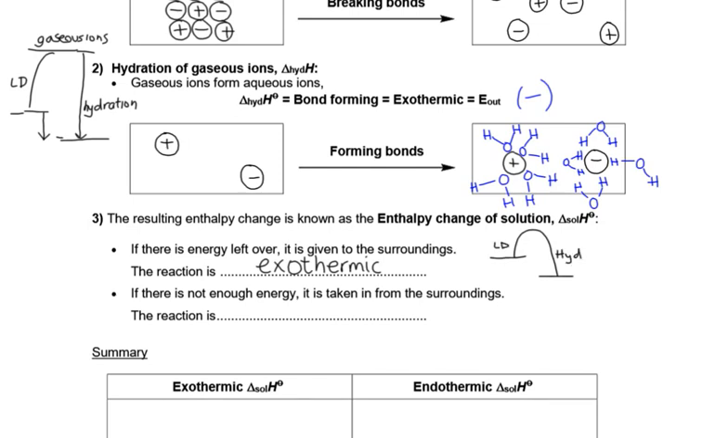If not enough energy is taken in, we're going to have to take it in from the surroundings. So we're going to have to heat this up to get it to dissolve. That's when our lattice dissociation is bigger than our hydration. We end up with either a negative exothermic or a positive endothermic change.